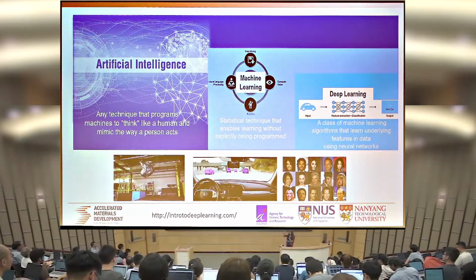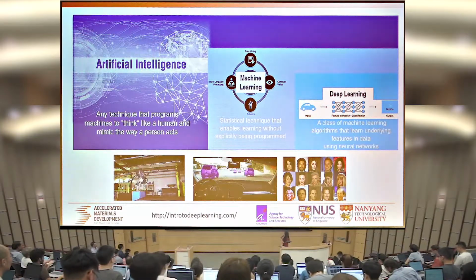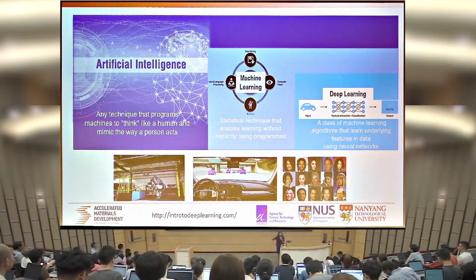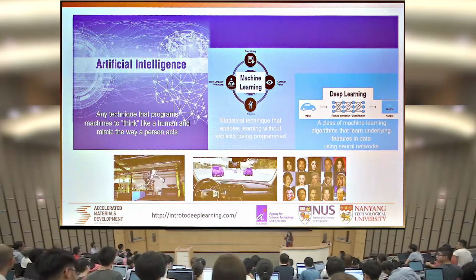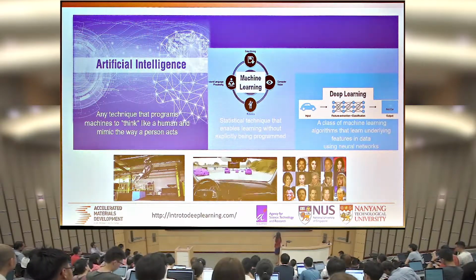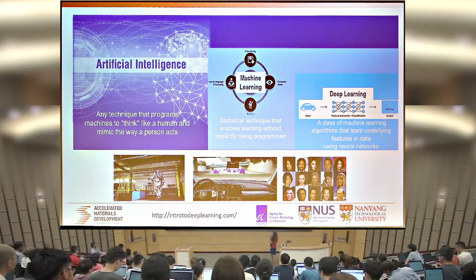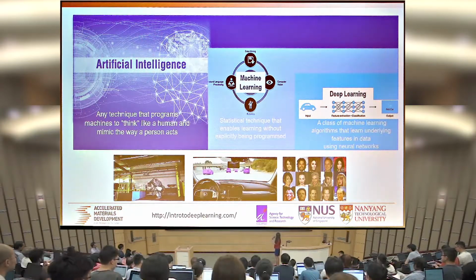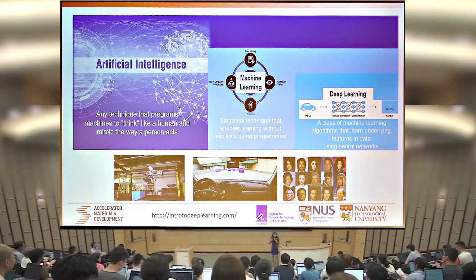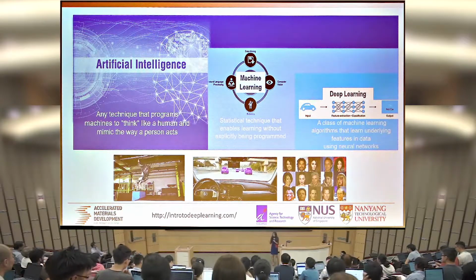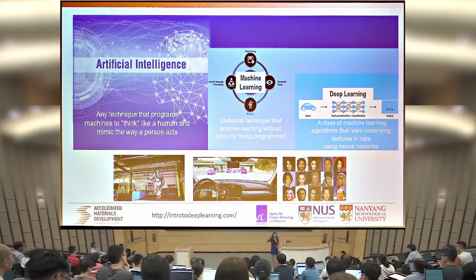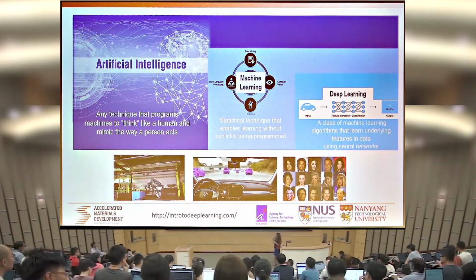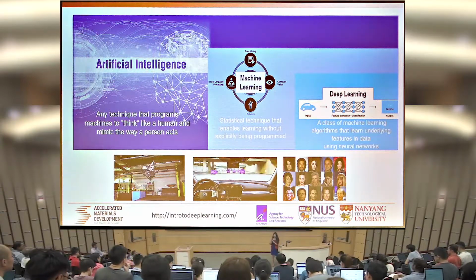But for all these nice advances, we bring in the professional terms: artificial intelligence, machine learning, and now deep learning. So what are those? We talk about AI, we want to use AI. AI is generally any technique that programs machines to think like a human, like us, and mimic the way a person acts. That's really very general. If you do research in electronics or robotics, those are general AI. However, within the broad AI, we have machine learning.